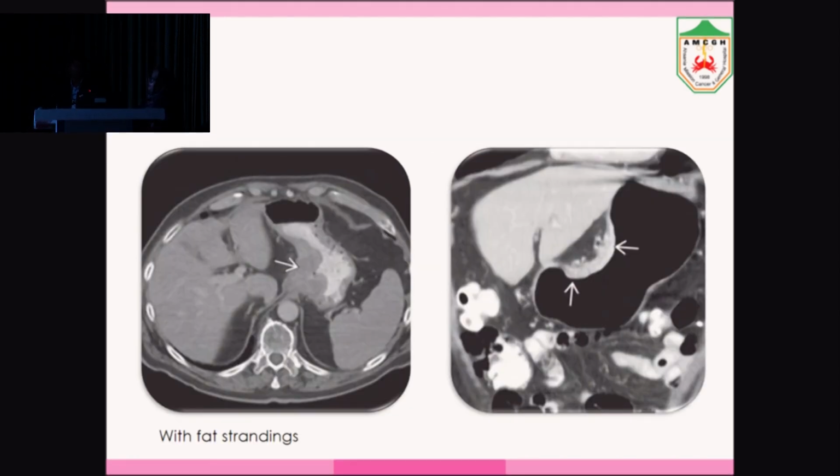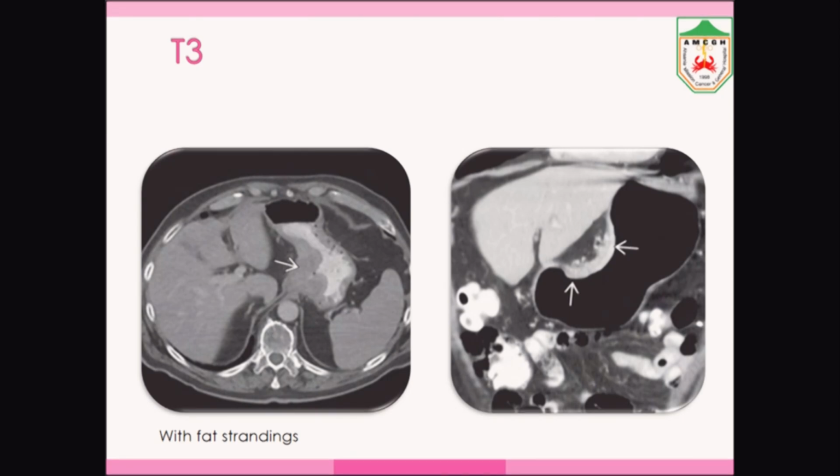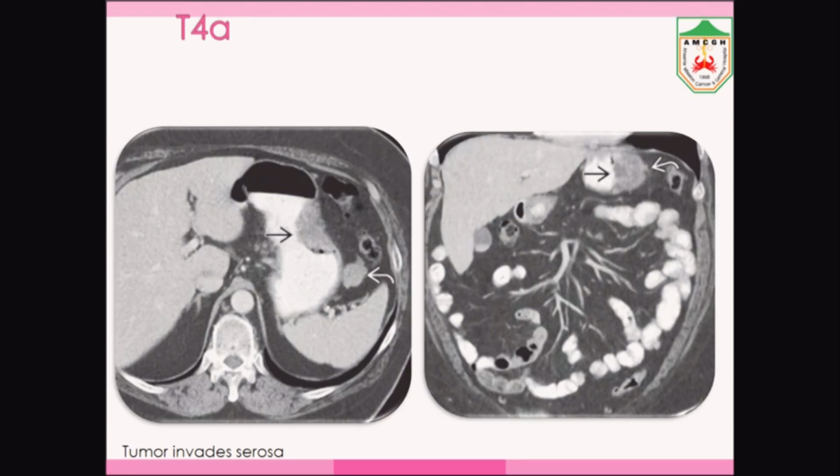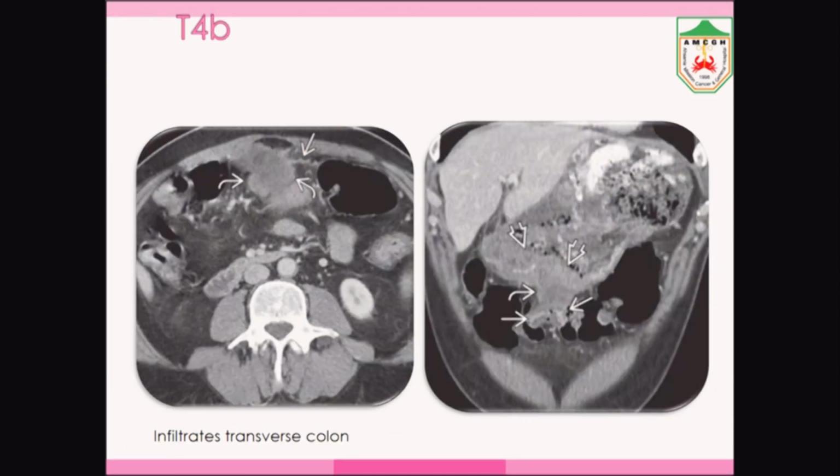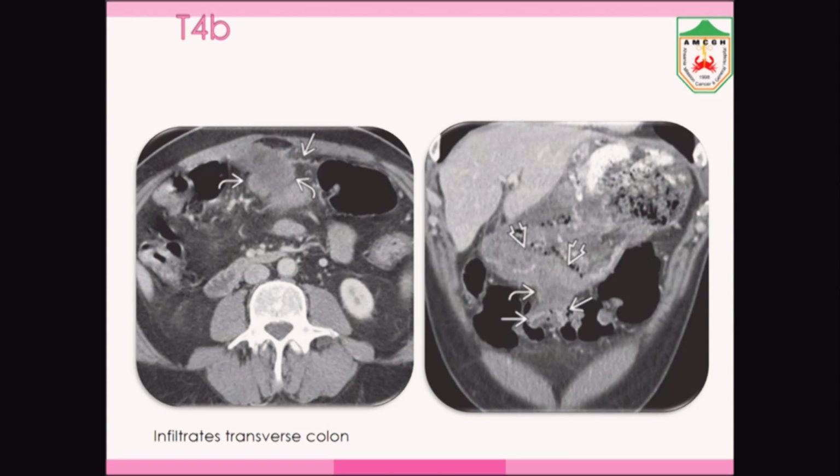This is T3, which is showing a circumferential wall thickening associated with transmural enhancement. T4A, there is an invasion of the subserosal layer. This is T4B, which infiltrates the transverse colon through the gastrocolic ligament, and this lesion is invading the anterior abdominal wall.